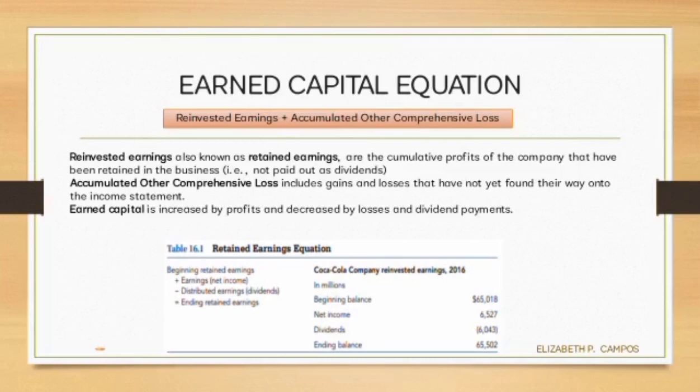The picture above is an example of the retained earnings equation, in which the earnings, the net income, less distributed earnings, dividends, equals the ending retained earnings.